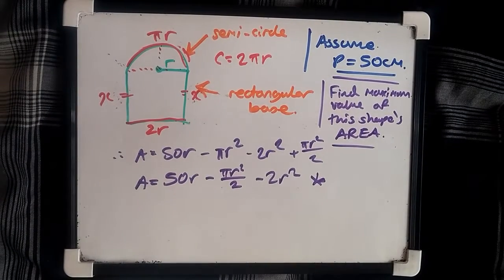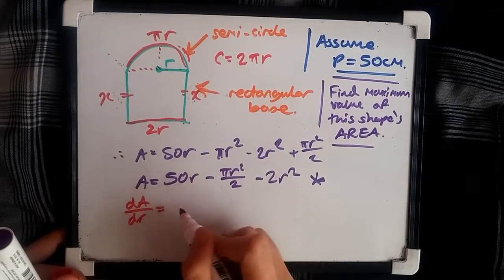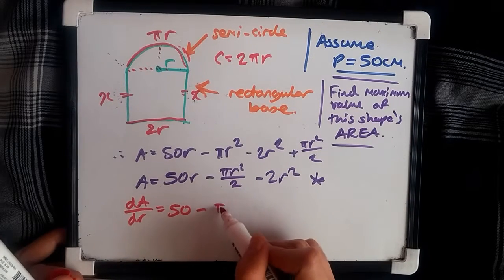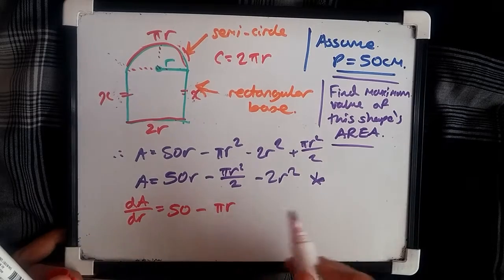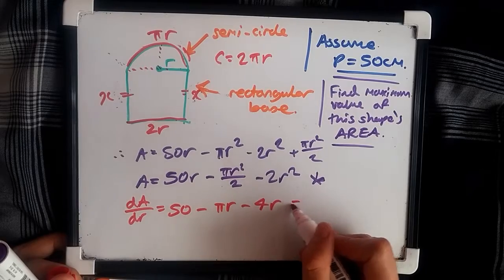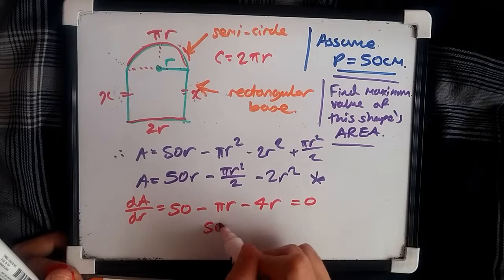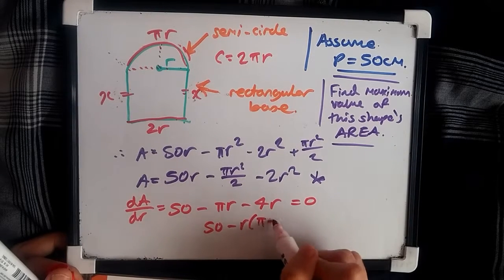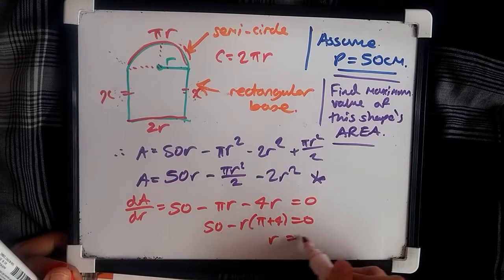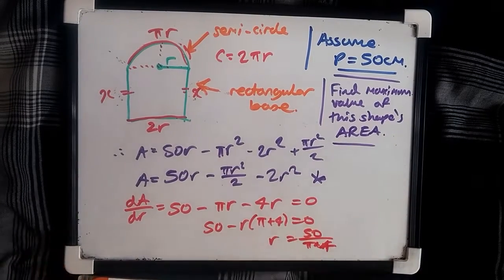So let's do it. First things first, differentiating A with respect to r. This one becomes 50 minus, drop the power 2 down so we get pi, and cancel the bottom 2, so pi r. Drop the 2 down and get minus 4r. Now, sending this to 0 and solving for r, we can factorize r, so we've got 50 minus r(pi plus 4) equals 0. Moving this across and dividing by pi plus 4, you should get r equals 50 over pi plus 4.